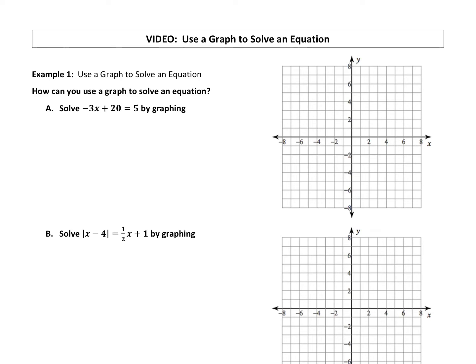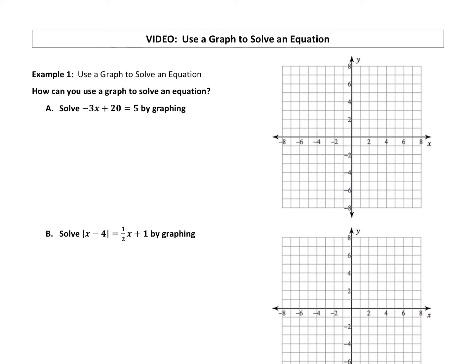All right, we're going to use a graph to solve an equation in our first example. Here's our first equation. Solve negative 3x plus 20 equals 5 by graphing. Now, normally you guys would just be able to solve that equation, but we're keeping it simple for our first example so you can kind of understand what's happening. If you look down at part B, this would be trickier for us to solve just by regular solving. So we'll appreciate the graphing option on that one.